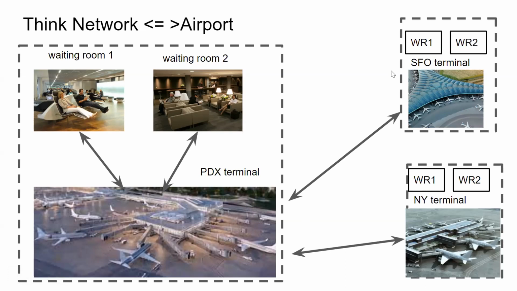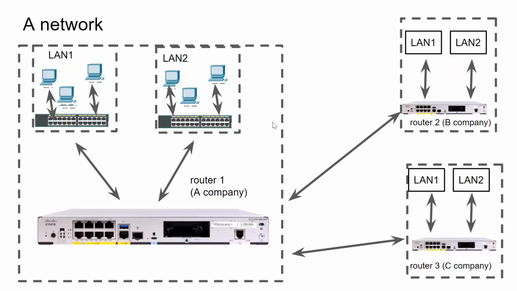So if we look at this from a networking perspective, then these terminals would be routers, because routers are all connected to each other. And these waiting rooms would be switches, and these switches are basically connecting all these hosts or computers, which in this analogy, the hosts are going to be the passengers. And a LAN basically means a local area network. So this group right here that's getting connected by this switch, we're going to just call it local area network 1. And then this switch here is going to be local area network 2.